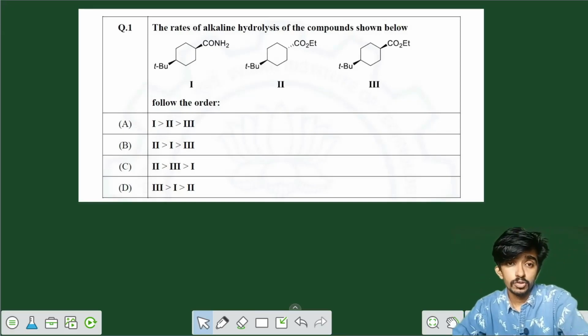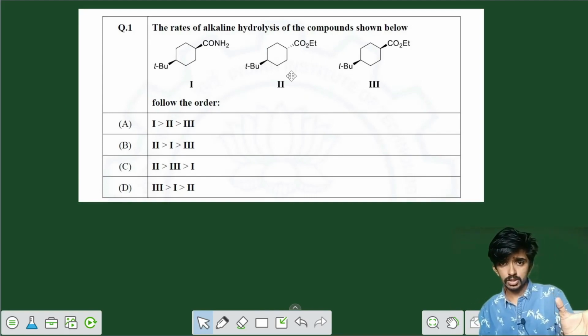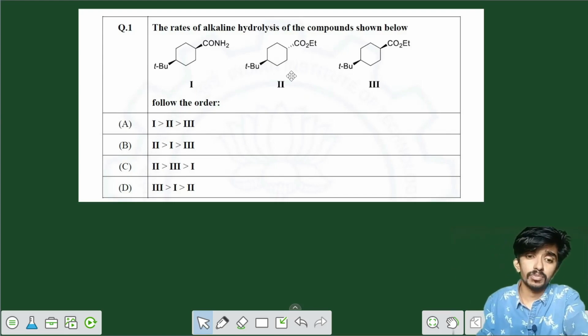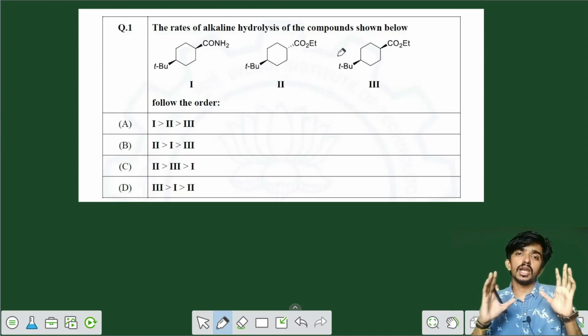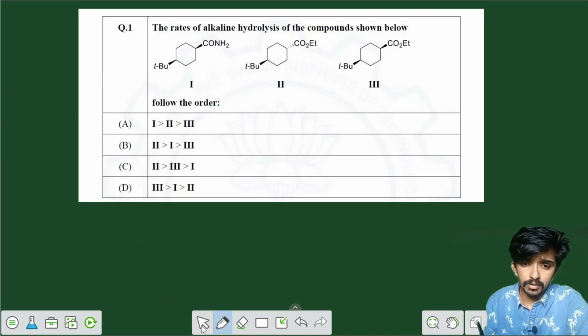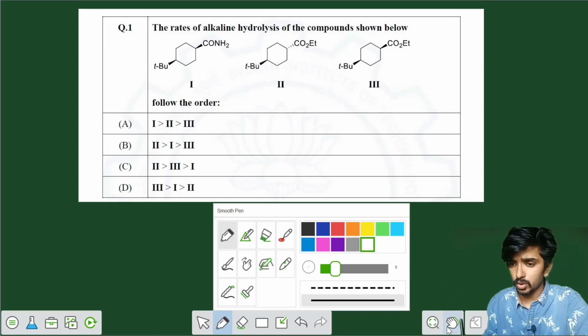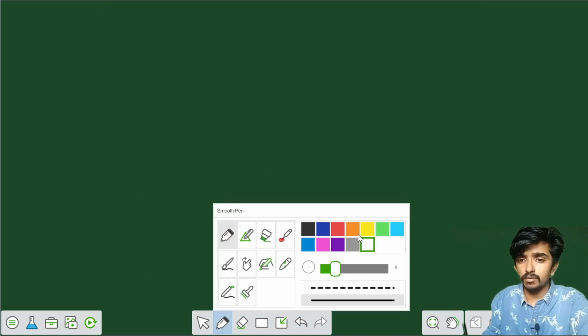Hi everyone. So I uploaded this question in my Instagram quiz, and let us try to find out what will be the rate of alkaline hydrolysis of these three compounds. First of all, we have an amide and two ester groups. Let us just decide which will give alkaline hydrolysis faster, amide or ester. For that, we have to look at the structure of amide and ester.